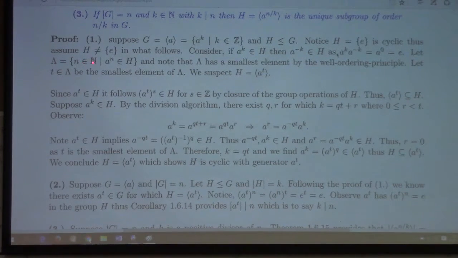I can look at n in the natural numbers such that it appears as a power for an element in my subgroup. That's non-empty because I'm assuming I don't have the identity subgroup, right? That means there's at least one non-identity element, and hence at least one, by this argument, positive power. Because if I pick the negative power, there has to be the corresponding positive power, because that serves as the inverse, right? So this is a non-empty subset of positive integers. Therefore, by the well-ordering principle, there has to be a smallest element.